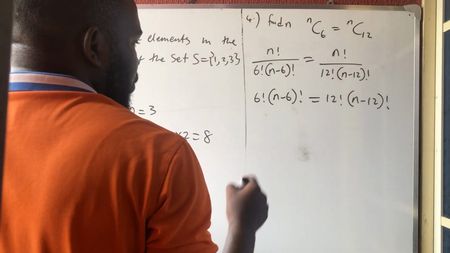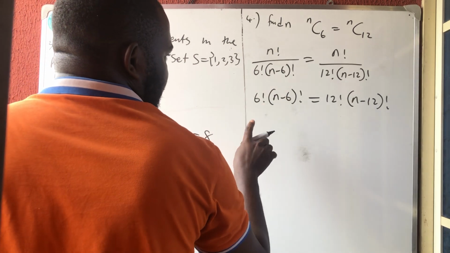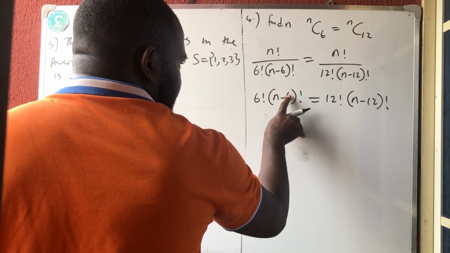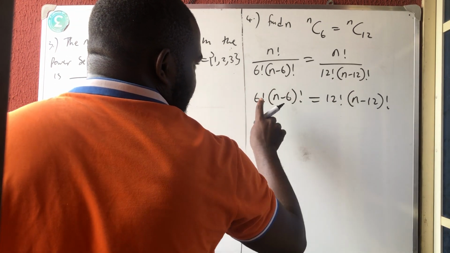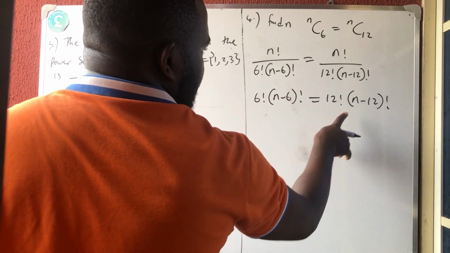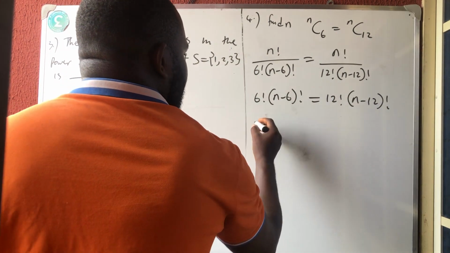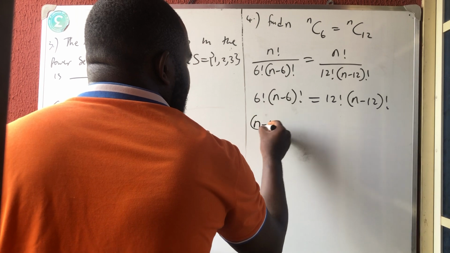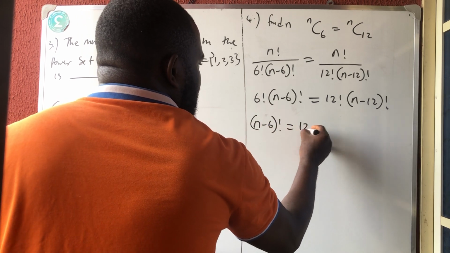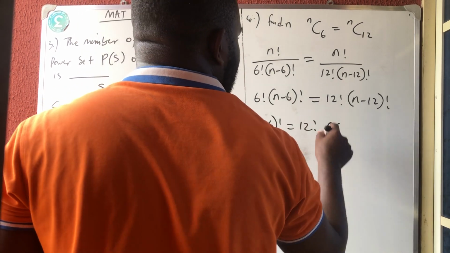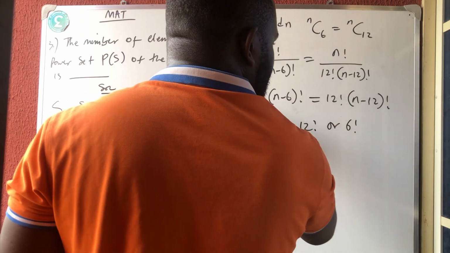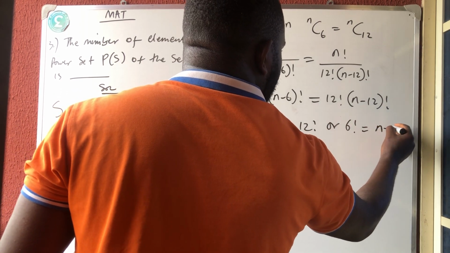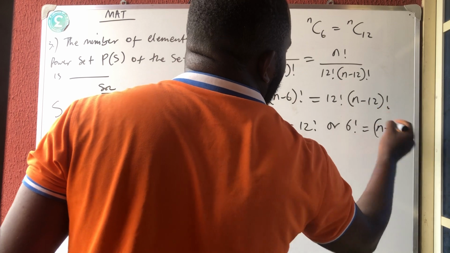Now for this side, this thing here is supposed to be equal to 12 factorial, because I need 6 factorial and 12 factorial so that it will be equal to the same thing here. So I can say that n minus 6 factorial is equal to 12 factorial. Or I say that 6 factorial is equal to n minus 12 factorial. Anyone I like.